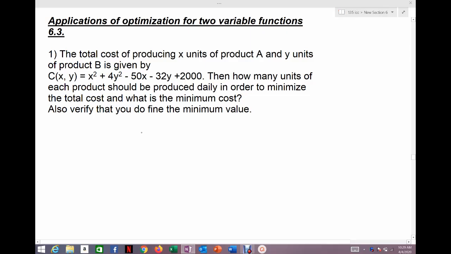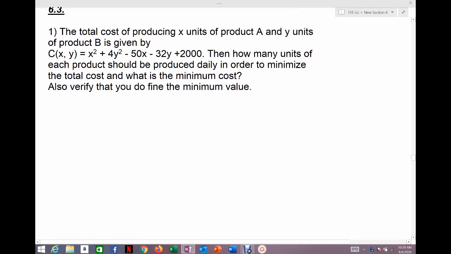Alright, so we did optimization problems for multivariable functions: find the critical values, test to see if they're max and mins. Today we're going to do applications. Next step is to apply that. And so, applications of optimization.